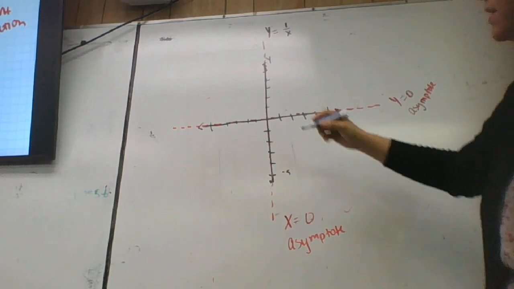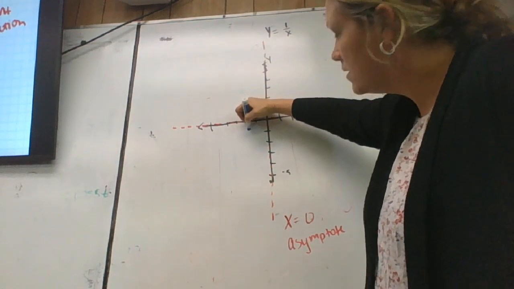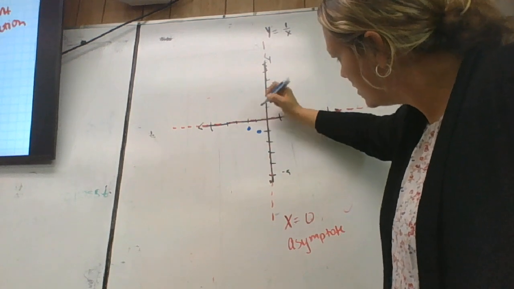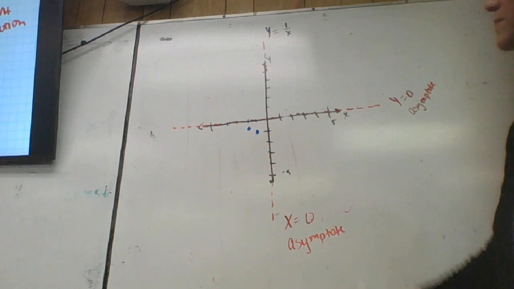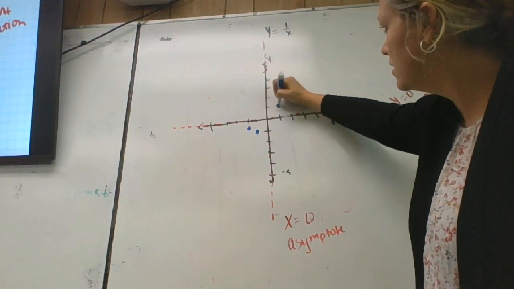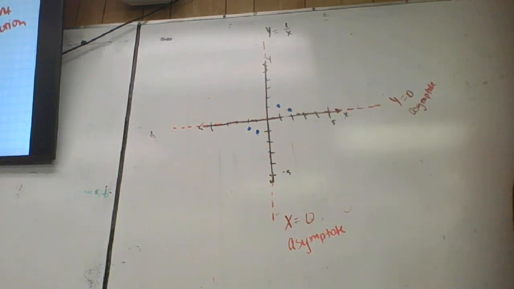So -2, -1, 1, and 2, 1/2. So it's not a lot to go off of. If you don't understand asymptotes, you're likely to connect these points very wrong. So it's not the points that get the graph, but the asymptotes.